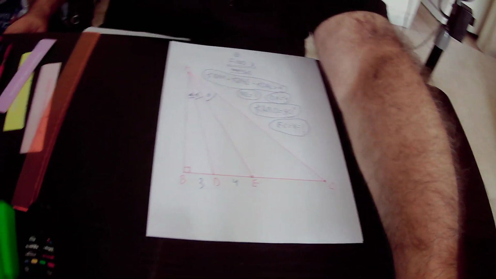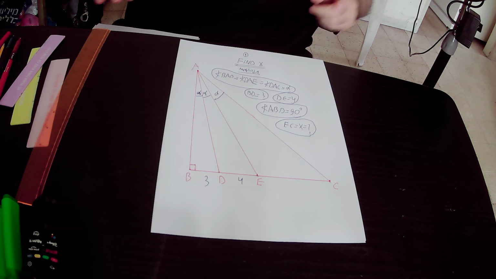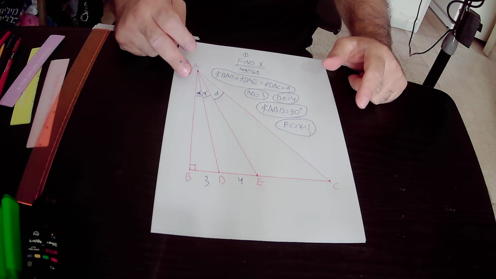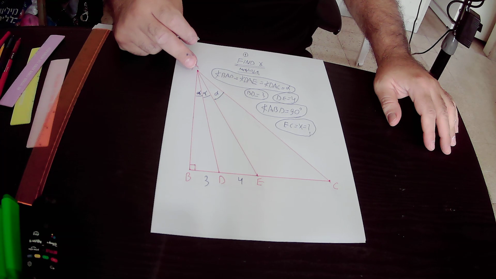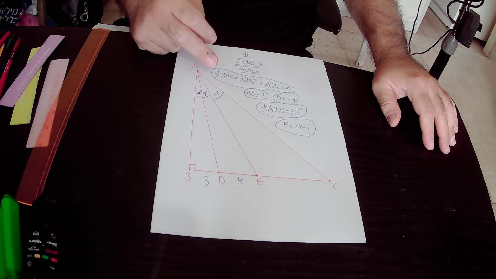Hello, in this lecture we will find the value of x in two different methods. In the drawing we have the right triangle ABC. We know that angle ABD equals alpha, angle ADE also equals alpha, and angle AEC equals alpha.